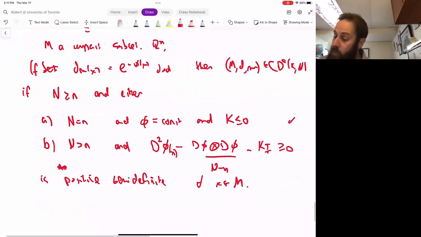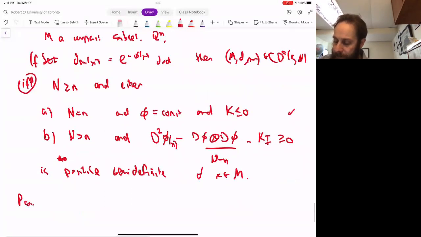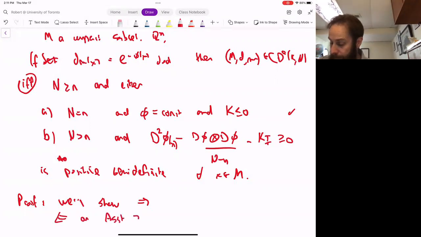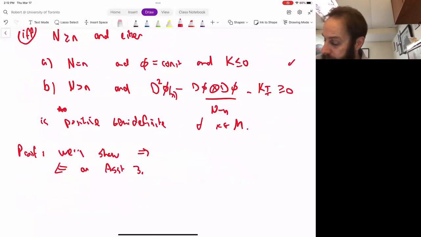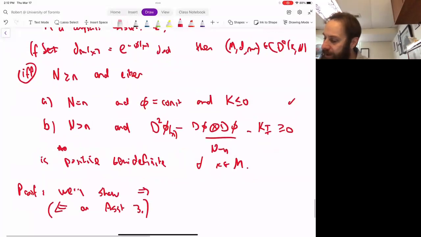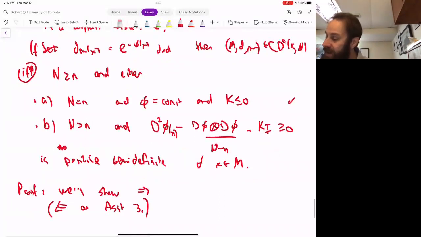And so we're going to prove the forward direction, which is the harder direction. And actually, this is if and only if. We'll show the forward direction, and the reverse direction is one of the homework problems. Actually, I think I have the arrows backwards. We'll show that if one of these two conditions holds, then this holds. And what you'll check on the homework is that if both of these conditions are violated, then this fails too.